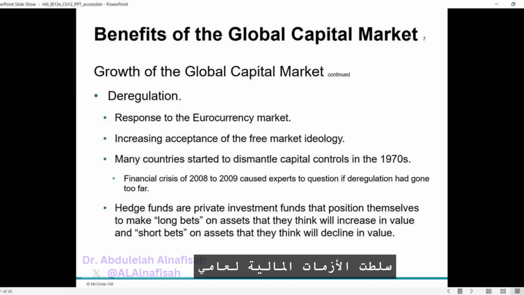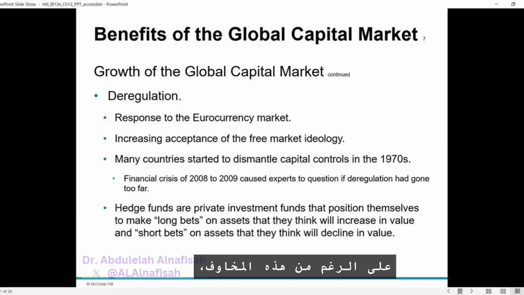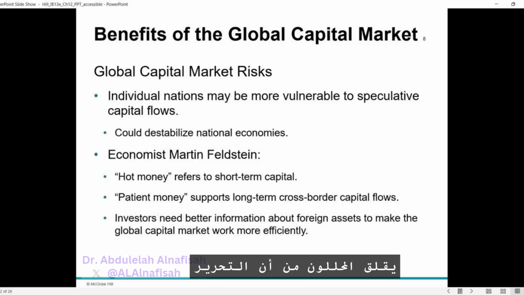However, the 2008 to 2009 financial crisis highlighted risks, questioning if deregulation had gone too far, especially in unregulated sectors like hedge funds. Despite these concerns, the globalization of capital markets is expected to continue, bringing both opportunities and risks. Analysts worry that deregulation and reduced cross-border capital controls make nations more vulnerable to destabilizing speculative capital flows, or hot money, which pursues short-term gains and reacts quickly to changing conditions.